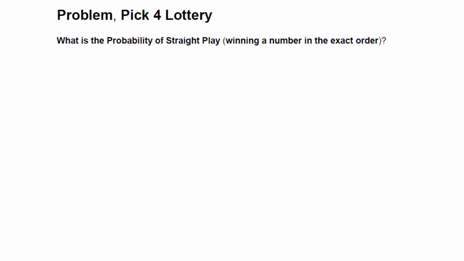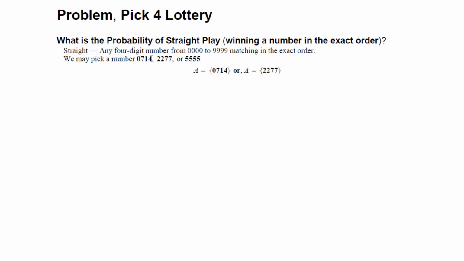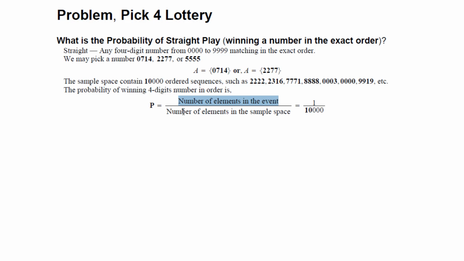So the question is, what is the probability of straight play? Straight play means winning a number in the exact order. So let's say we are going to play 0714. A person will win if the winning ticket has 0 as the first number, 7 as the second number, 1 as the third number, and 4 as the fourth number. In such case we have only one choice, so the event has only one outcome, and all the possible outcomes are 10,000 tickets. So we divide the number of elements in the event over the number of elements in the sample space, and that is 1 out of 10,000. So if we play around 10,000 times the same numbers, we are expected to win once.